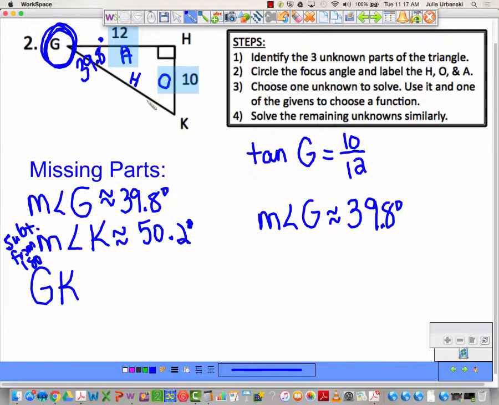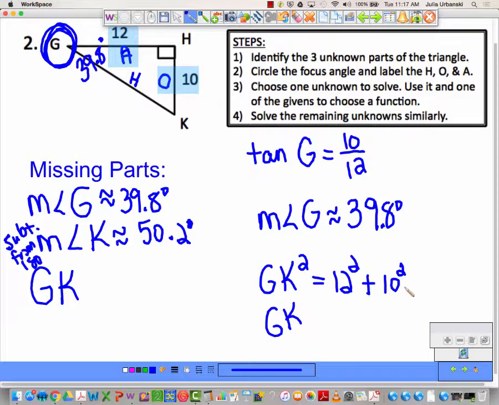All right, so we're trying to find GK. GK represents the hypotenuse, so that's GK squared, the hypotenuse squared, equals 12 squared plus 10 squared. Okay, this is the one you're asking about. Do you see what to do here now? Do the 12 squared plus the 10 squared in your calculator, make sure you hit equals, you add them together, and then you take the square root of it.